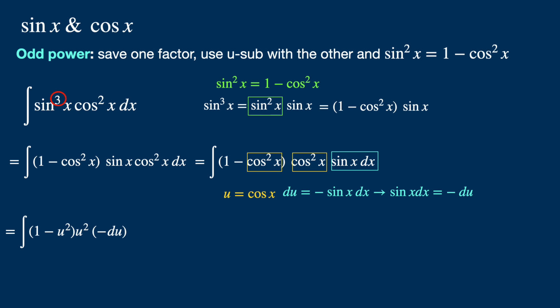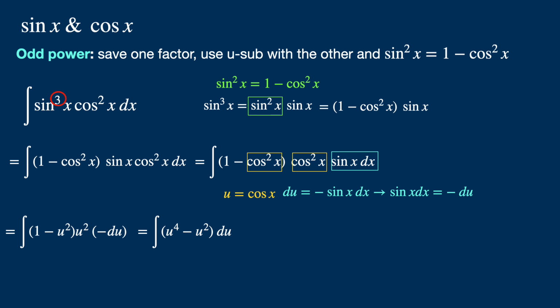u squared, because u equals cosine x, sine x dx is going to be negative du. So let's distribute. u times 1 is u squared, times u squared gives u fourth. Then you have u fourth minus u squared du.